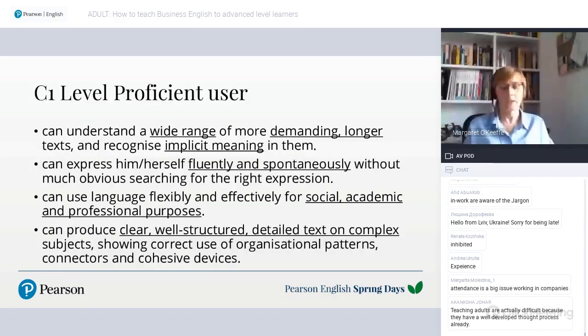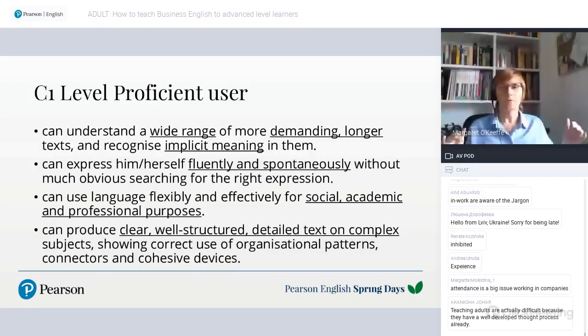One thing, obviously, they do have in common is the level that they're hoping to achieve, and their language competencies at C1 level. And this is what the Council of Europe's Common European Framework of Reference for Languages says as an overview of the level.